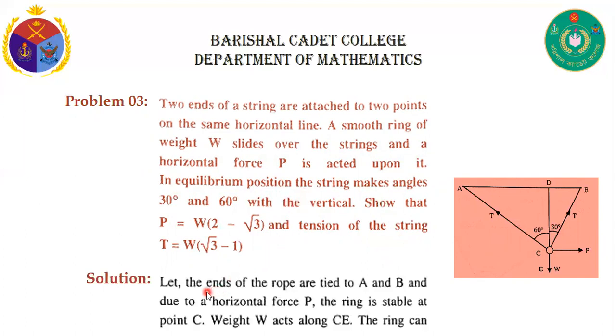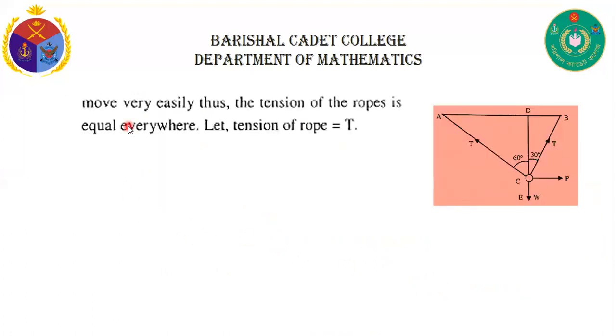So first, let the ends of the rope be tied at A and B due to horizontal forces P. The strain is stable at point C and W acts along C. The ring can move very easily, thus the tension of the rope is equal everywhere. Let the tension of the rope be T, because the rope is equal everywhere and moves very easily. That's why the tension is the same.